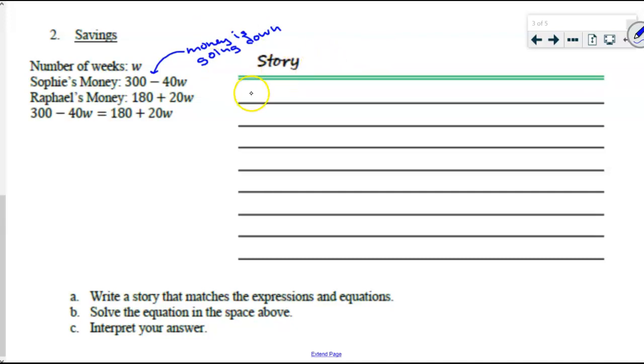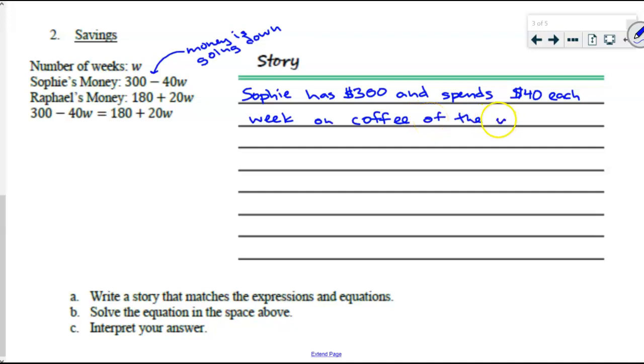But Sophie does have $300 and spends $40 each week on coffee of the month, coffee of the week subscription. It's expensive coffee.